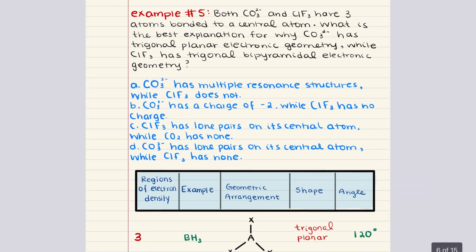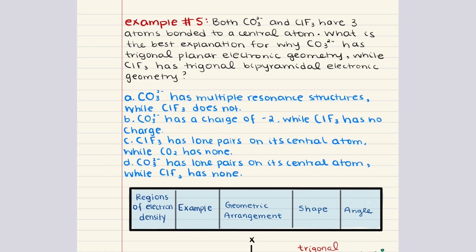Let's move on to problem 5. Problem 5 reads, both carbonate and chlorine trifluoride have 3 atoms bonded to a central atom. What is the best explanation for why carbonate has trigonal planar electronic geometry, while chlorine trifluoride has trigonal bipyramidal electronic geometry? To be able to answer this question, we need to recall our principles of electronic geometry and VSEPR theory. This theory helps predict the shape of molecules based on the repulsions between electron pairs around a central atom.